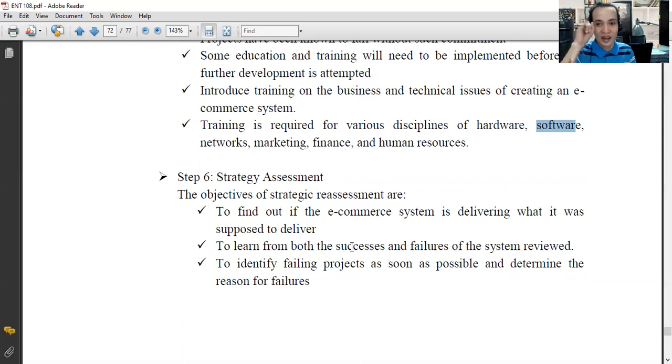So that's it. We're done with our lesson for today. That's lesson 3, which is e-commerce and online platforms as a part of marketing strategy.